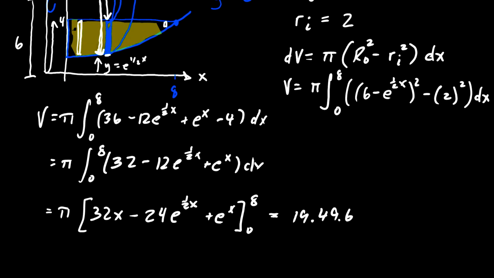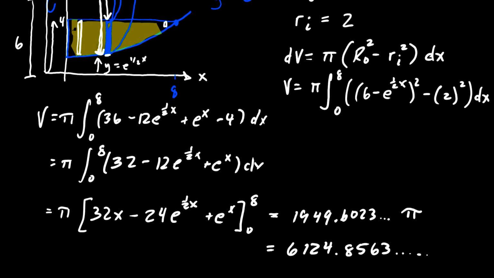19.49. You end up with 1949.6023, and that's continuous, and don't forget to multiply by pi. So we end up simplifying a little bit more, and we'd have 6,124.8563, and that would continue on forever.